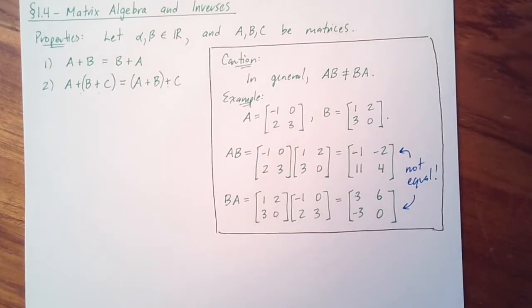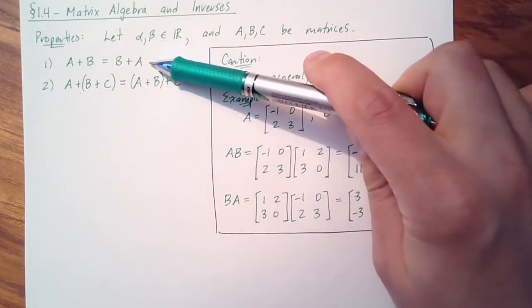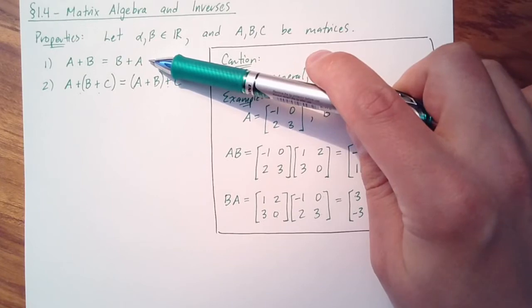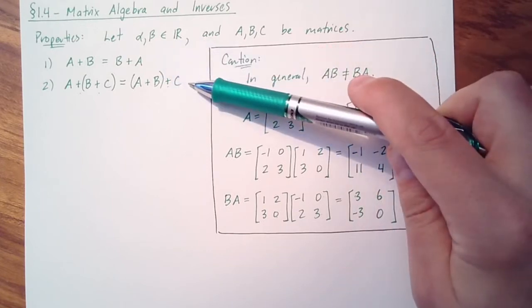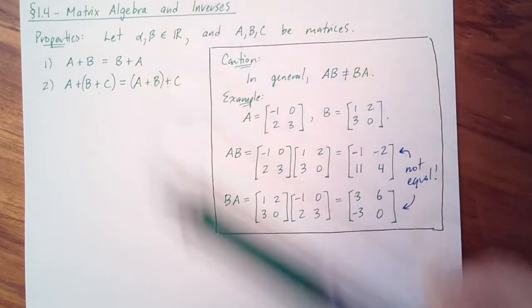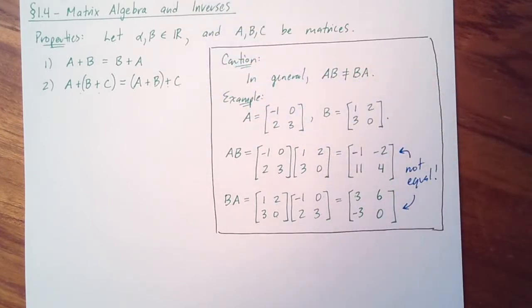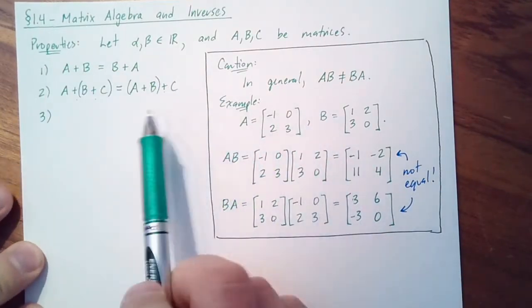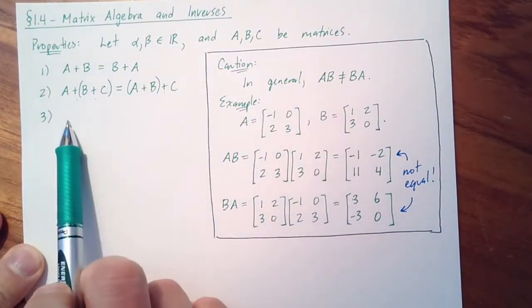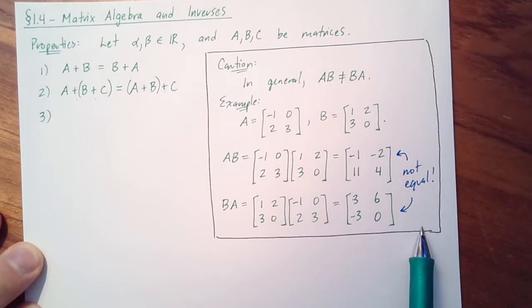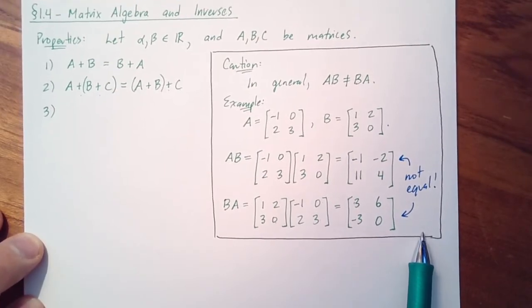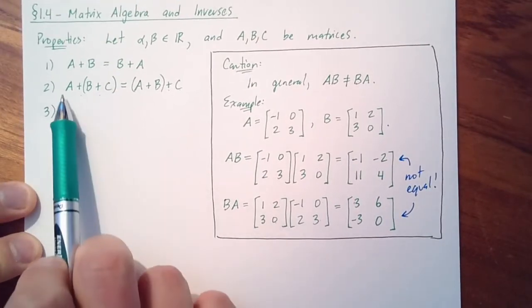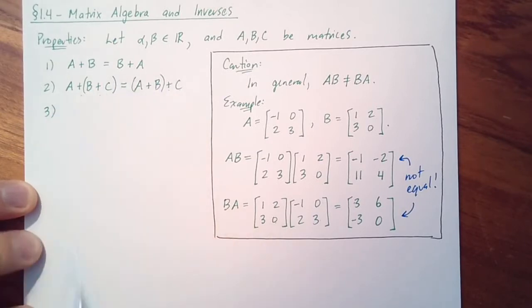So these two properties have names. The first one is called the commutativity of addition, and the second one is referred to as the associativity of addition. So these are two really important properties for addition. Now for multiplication, as we just commented over here, the order matters. So I'm not going to write AB equals BA because we just saw over here there's an example of when that fails.